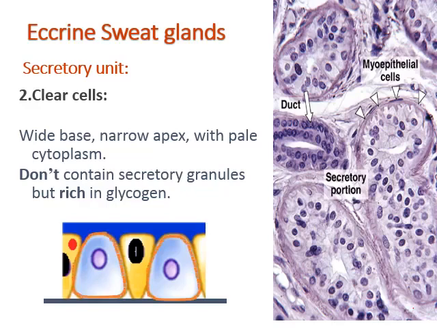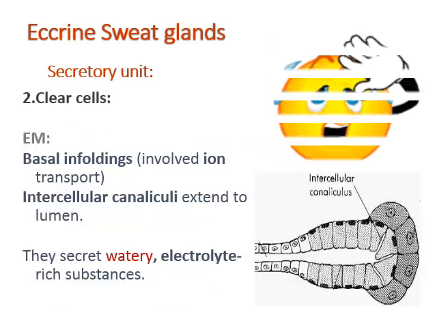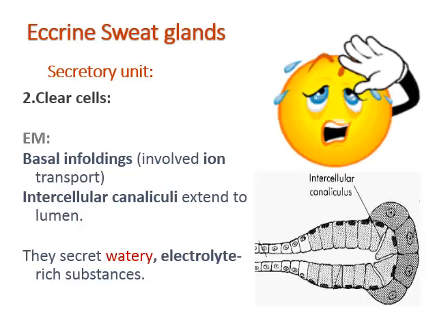The second type of cell in the secretory unit of the eccrine sweat gland is the clear cells. They are in the shape of a pyramid with a wide base and narrow apex. They do not contain secretory granules, but they are rich in glycogen. By electron microscope, clear cells contain basal infolding, which is the criterion of an ion-transporting cell. They also show intercellular canaliculi like this between the adjacent cells. They secrete watery, electrolyte-rich substances.